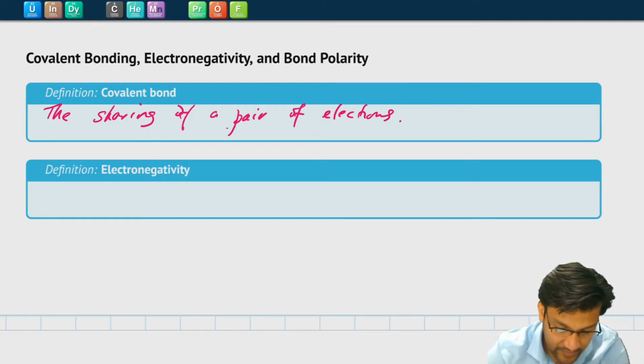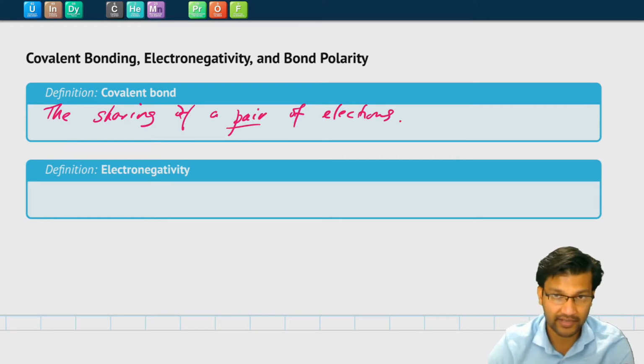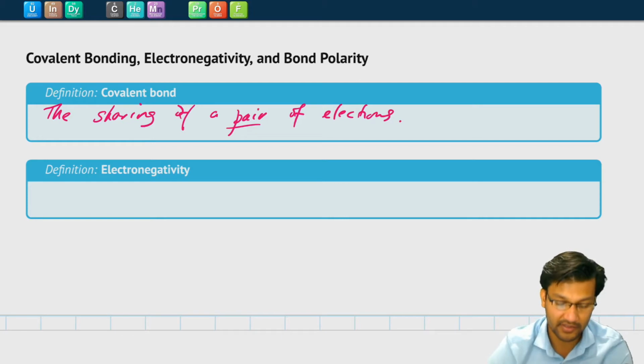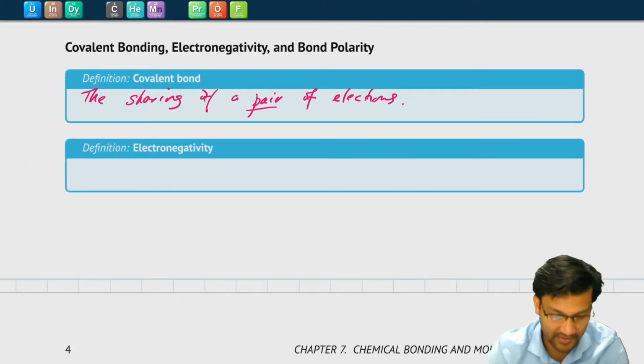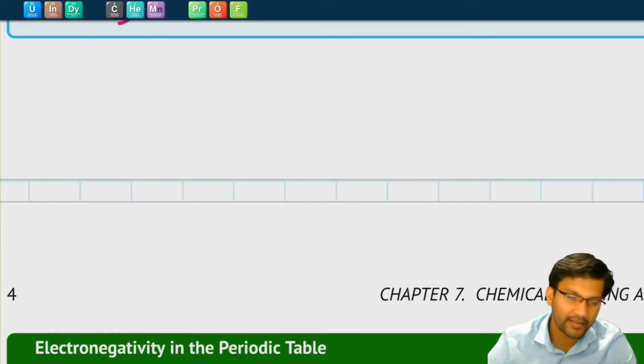Now, this idea of a pair of electrons is also something we're going to get to. Why is a bond specifically a pair of electrons? That's something we're going to get to in a later chapter, the next chapter actually. Okay, let's see why this sharing of electrons happens from an electron configuration point of view.